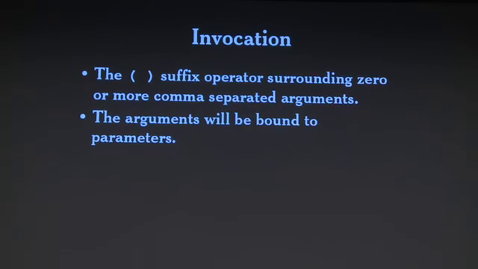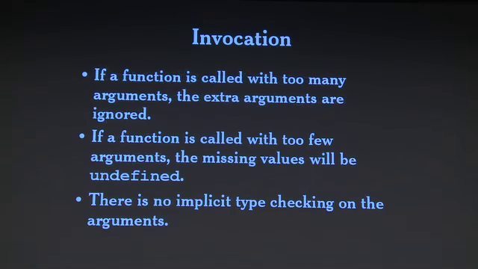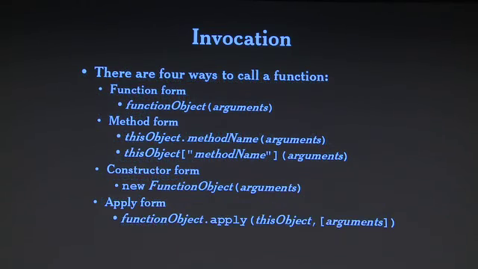As we saw at the very end of lecture, the parentheses suffix operator surrounding zero or more comma-separated arguments will invoke whatever comes before it. And by invoke, we mean execute. If a function is called with too many arguments, the extra arguments are just thrown out. If a function is called with too few arguments, the missing values will be set to undefined, because everything is set to undefined until it's set a value in JavaScript. And there is no implicit type checking of the arguments like there is in Java.